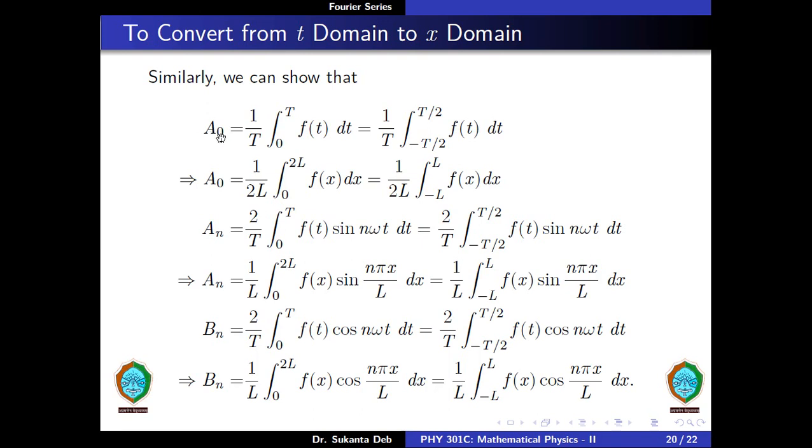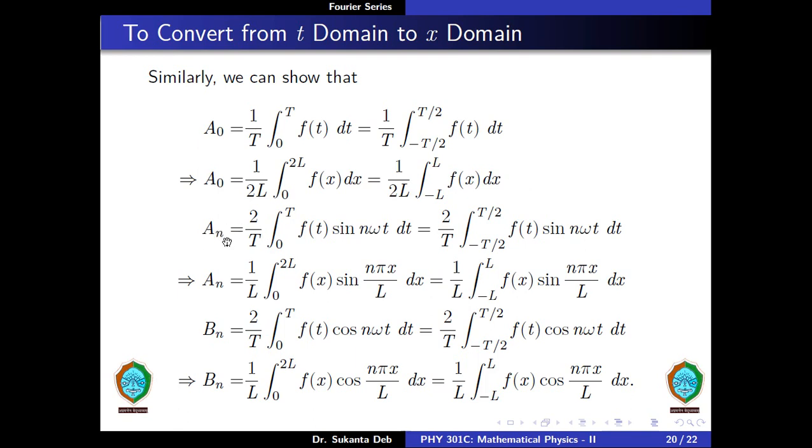in the time domain, we know that a naught is equal to 1 by capital T, integral 0 to capital T f of t dt. Now we can write down the 0 to T as minus T by 2 to plus T by 2. Similarly in the space domain we can write down this a naught, because in the space domain twice L is a period, so instead of T we write twice L. So therefore we get a naught is equal to 1 by twice L, integral 0 to twice L, f of x dx, is equal to 1 by twice L, integral minus L to plus L f of x dx.